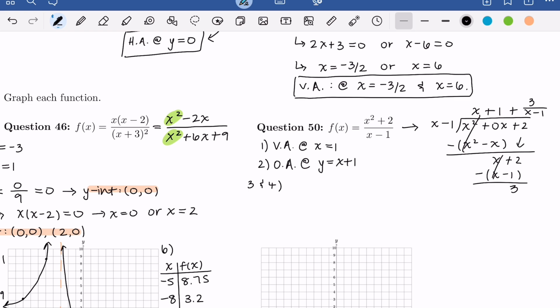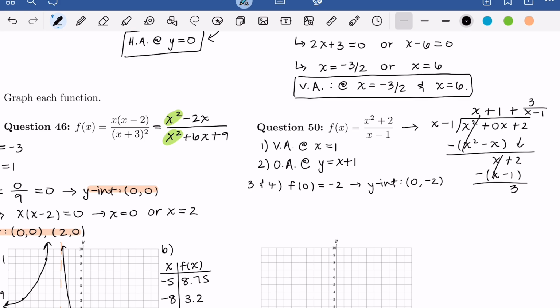So to find our y-intercept, we're going to set x equal to 0 in this function. Doing so, we're just going to have zeros here, so we're going to end up with 2 divided by negative 1, which is going to give us a negative 2. So our y-intercept is going to be (0, -2).